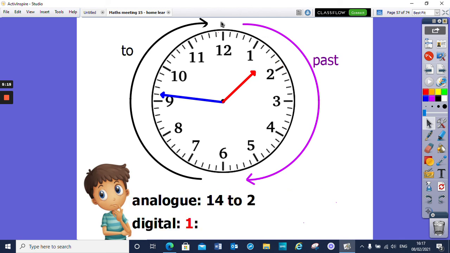Okay, digital time now. Remember, digital doesn't like going to, it only likes going past. What hour have we gone past? We've gone past the 1, haven't we? How many minutes have we gone past the 1? Count with me. 5, 10, 15, 20, 25, 30, 35, 40, 45, 46. 1:46. Well done if you got the analog time. Well done if you got the digital time. Well done if you challenged yourself and got both.